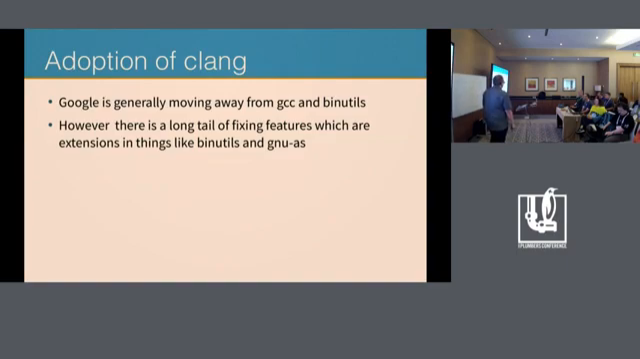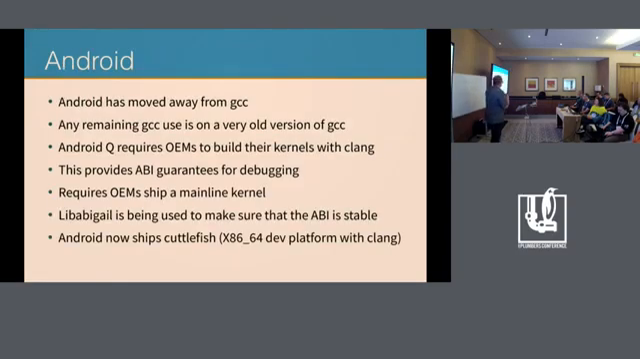And to a large degree, what they're finding is that there's a long tail of features that need to be fixed in things like Clang, in the IA and other things, in order to get feature parity, or for that matter, bug parity with binutils and GNU AS. And so the first thing, of course, is talking about Android. Android, in fact, had largely moved away from GCC to Clang several years ago. Getting it to work on the kernel was one of the major last things they needed to do. And these days, they've basically moved over to Clang almost 100%.